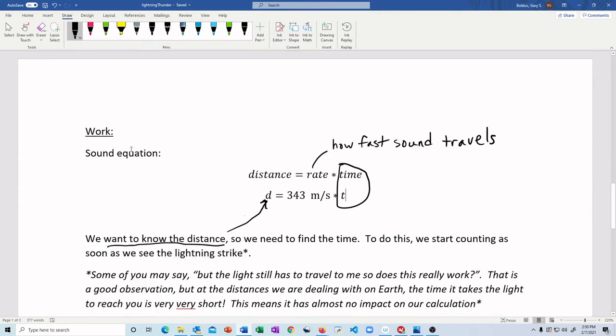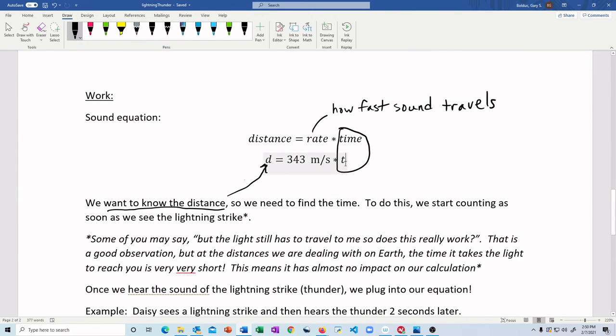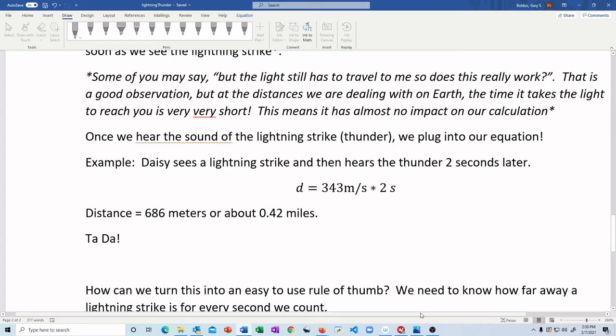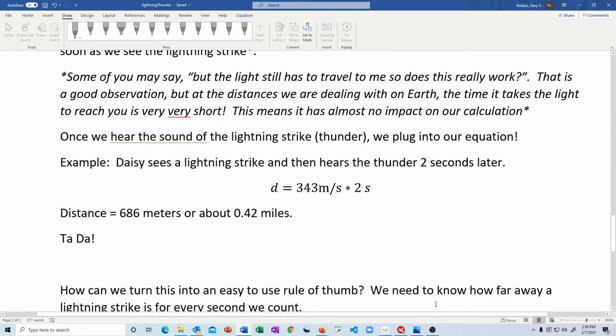So we plug that in to our equation, and we'll have rate times time. We'll have two numbers there. We multiply them. We get our distance. Okay? So here's an example. Daisy sees a lightning strike, or just sees the sky light up, and hears the thunder 2 seconds later. So she sees the sky light up. She goes, oh, it's happening. 1 Mississippi, 2 Mississippi, and then boom, crack. She hears the crack. So she puts 2 seconds in here.